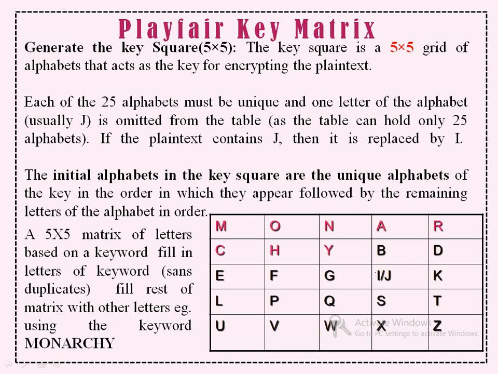The rule is I and J, because to make it 5 cross 5, I or J can alternatively be used. That's why it is mentioned as I/J. Any one can be used. That's the rule. So I, J, K, L, then N is missing. Why? Because N has already been used here.